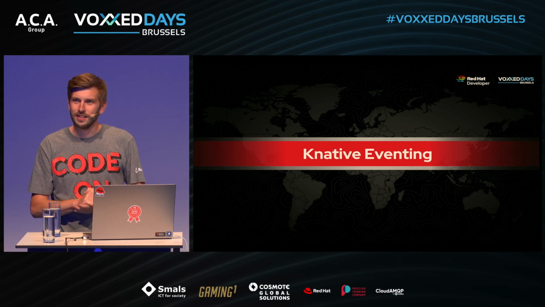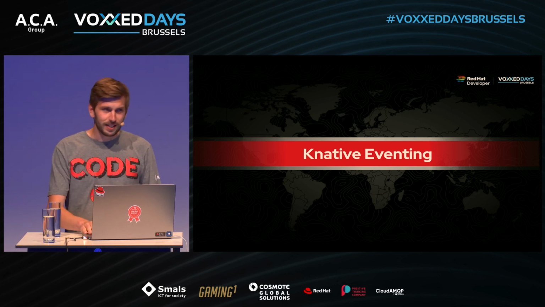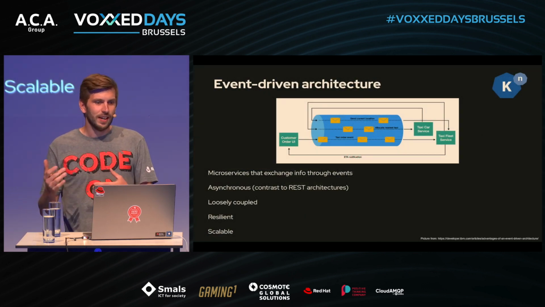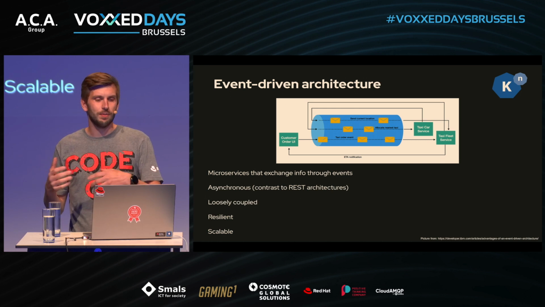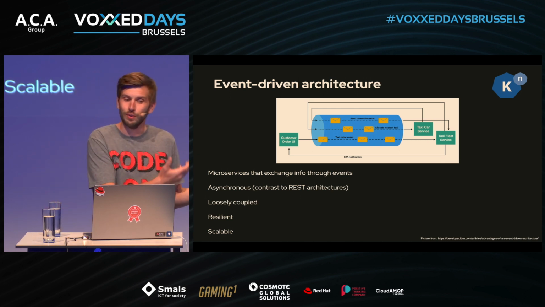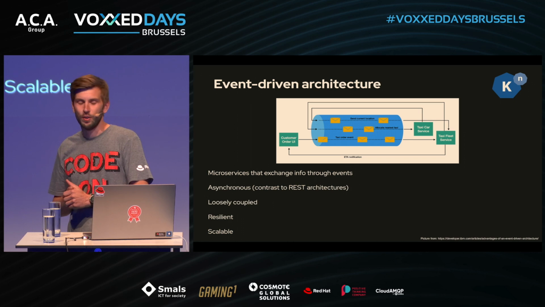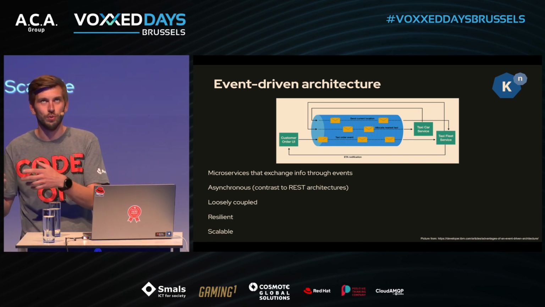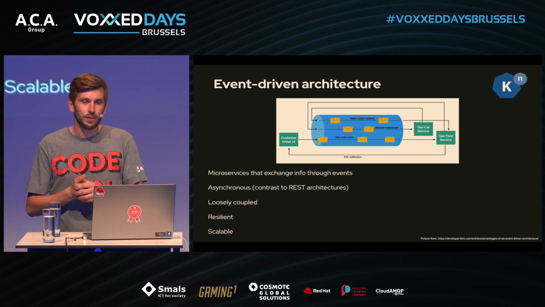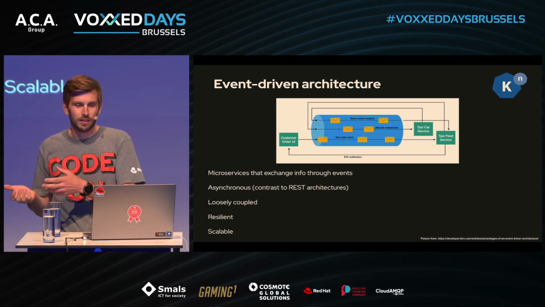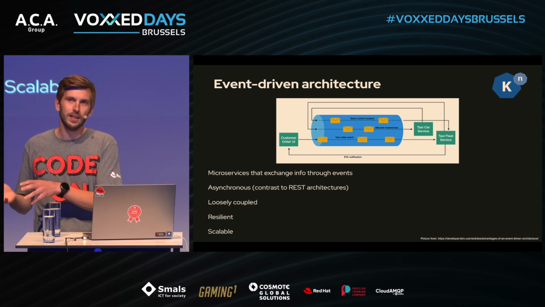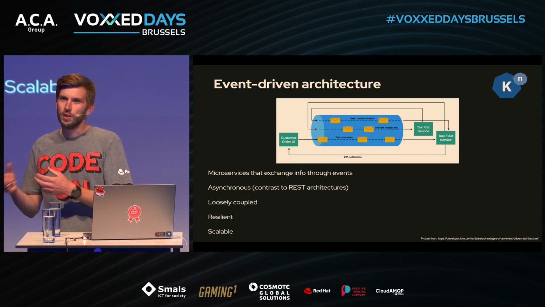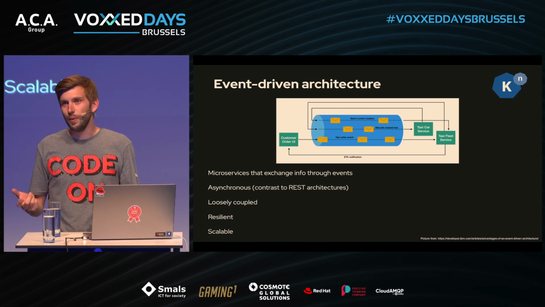The second topic is about Knative eventing. And let's take a step back and talk about event-driven architectures. So with this, we mean that microservices exchange information through events rather than through REST calls, for example. So this is in contrast with REST architectures where you would have synchronous communication. Here it's asynchronous. With the REST call, for example, you do a call, and you literally wait for the result.